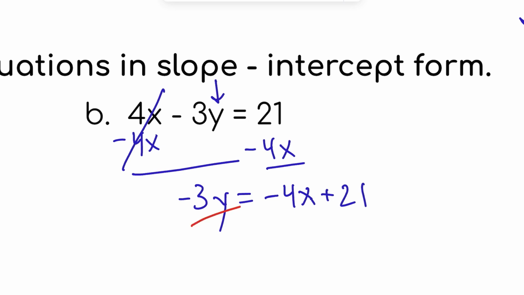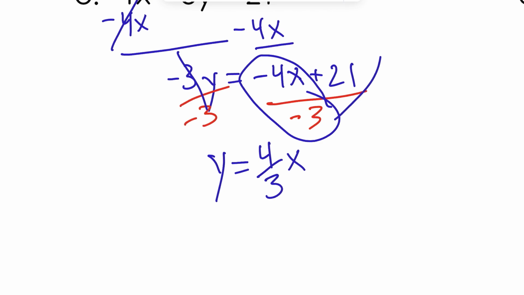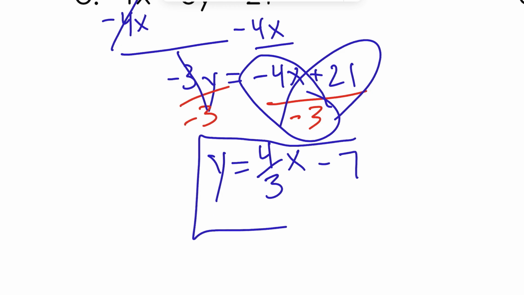And then we can finish this one up. Excuse me, sorry about my voice. By dividing by 3, or negative 3. So that's gone, and y is going to equal whatever this is. Now, a negative divided by a negative is a positive, and 4 over 3 doesn't divide without a remainder, so we're going to leave it as a fraction, 4/3 x. And then over here, the 21 divided by -3 is going to be -7.